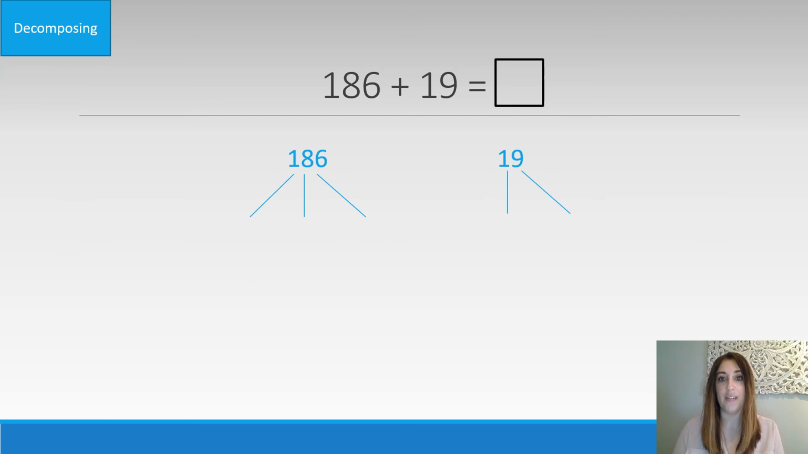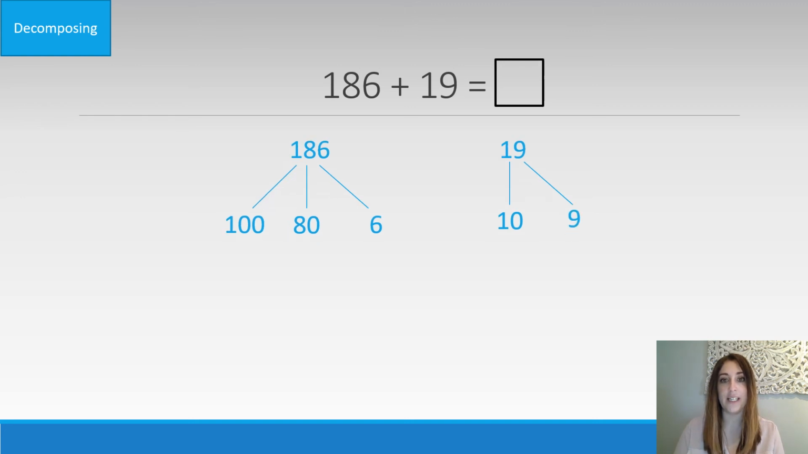Another strategy that I could use is decomposing. Since 186 is a big number, it may be easier for me to break it up into smaller, more friendly numbers. I'm going to start by decomposing 186 into 1 100, 8 tens or 80, and 6 ones. Then I'm going to decompose 19 into 1 10 and 9 ones. Then I'm going to add up all these smaller numbers. Since there's no 100 in 19, 100 plus 0 equals 100.